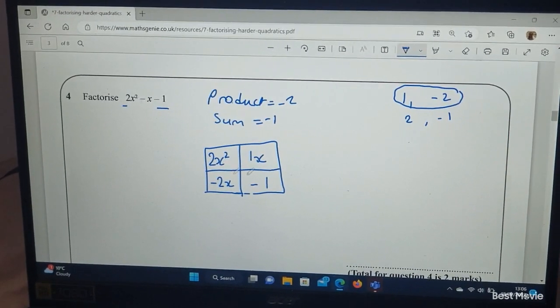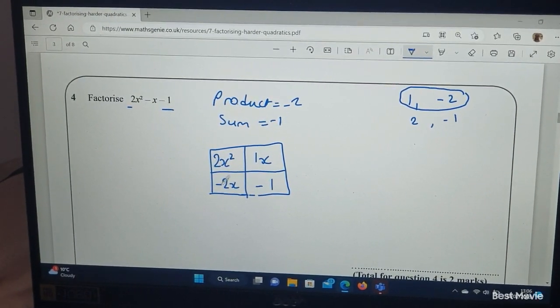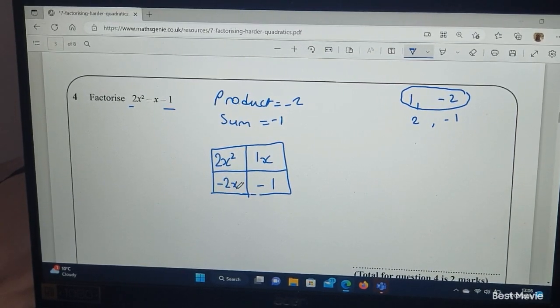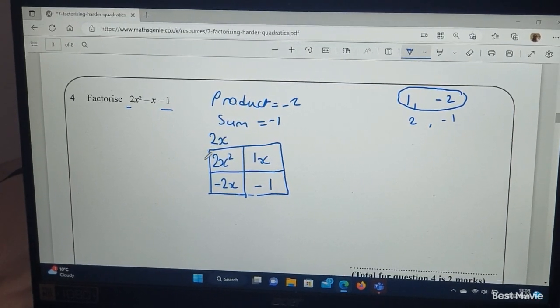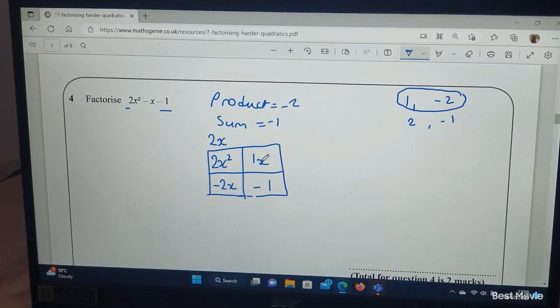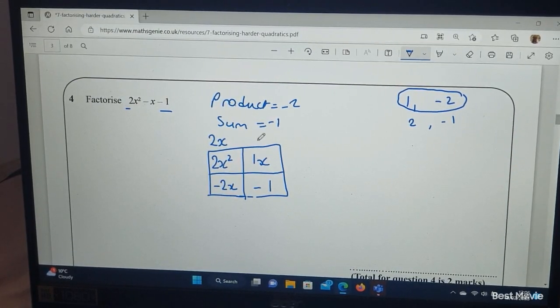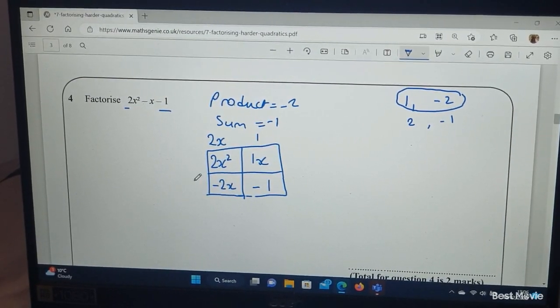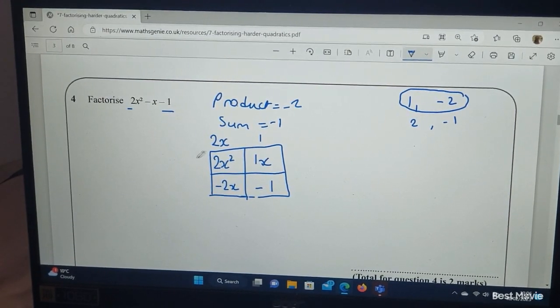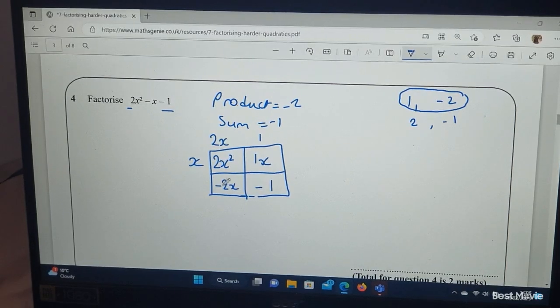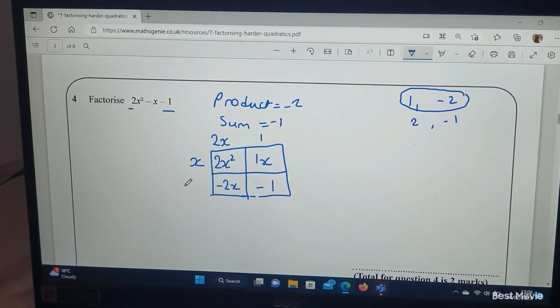Okay, so find the highest common factor of 2x squared and minus 2x. And then the highest common factor of 1x and 1 is 1. So the highest common factor of 2x squared and 1x is x. The highest common factor of minus 2x and minus 1 is minus 1.